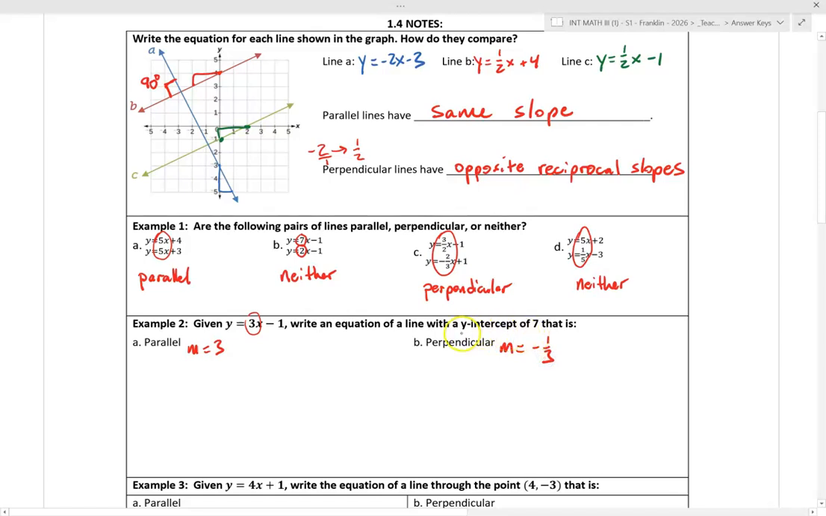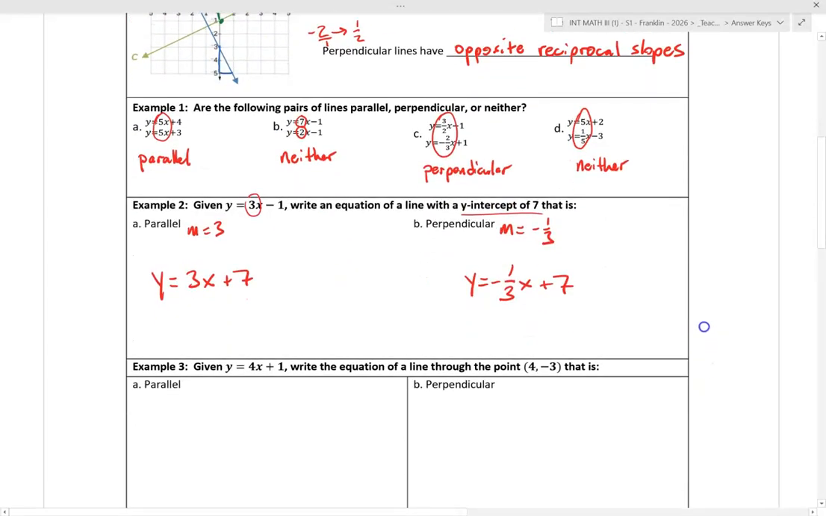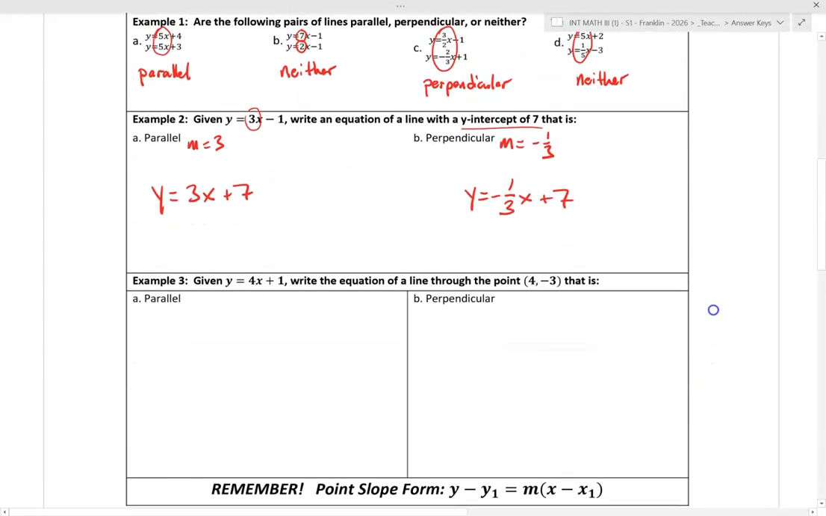Right? And if we know the y-intercept is 7 for both of these, the parallel line would be y equals 3x plus 7. And the perpendicular line would be y equals negative 1/3 x plus 7. Right? Because all we have to do is change the slope according to the rules that we can see in the graph above. Now that was when we were given the y-intercept, it was a little easier.